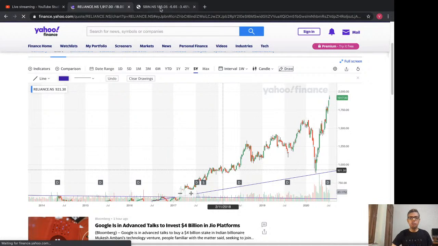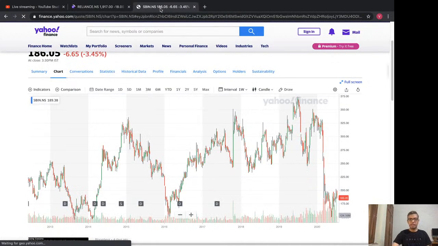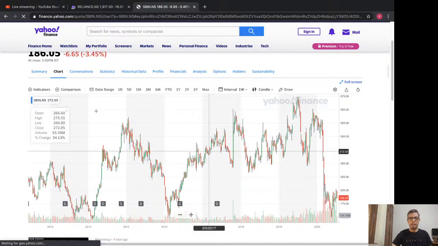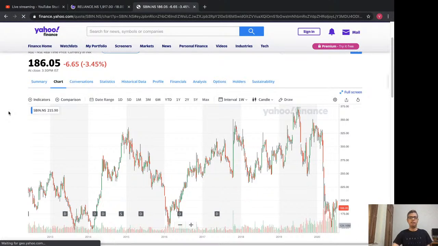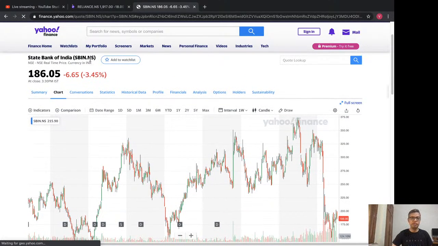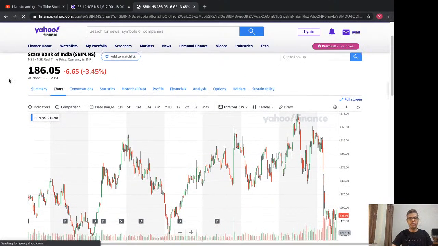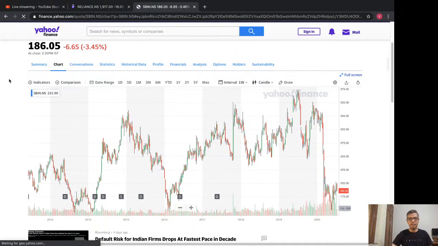Now I want to show you quickly another example of how a stock can typically move. This stock is State Bank of India. I think most of you must be aware of State Bank of India, the largest bank we have here. And this is a price chart of SBI of the last 5 years. Now let's take a look.